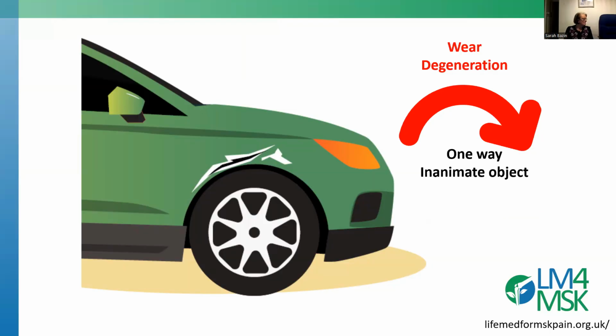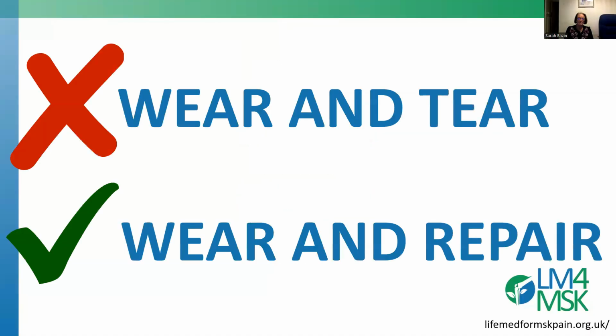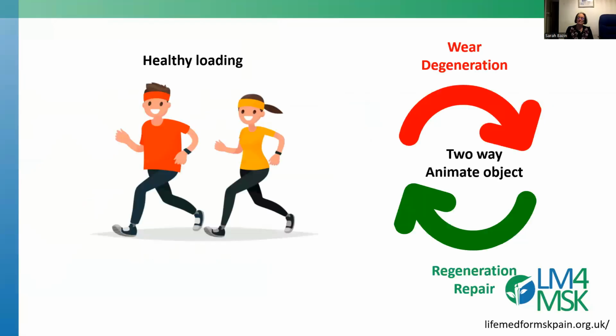So we cannot call our arthritis wear and tear. It's only in an object like this which doesn't have life that you can call it one way. So in our bodies there is a two-way. As there is degeneration and wear, there is also regeneration and repair. So we should not be calling our arthritis wear and tear arthritis. We should be calling it wear and repair arthritis, and that is what happens.